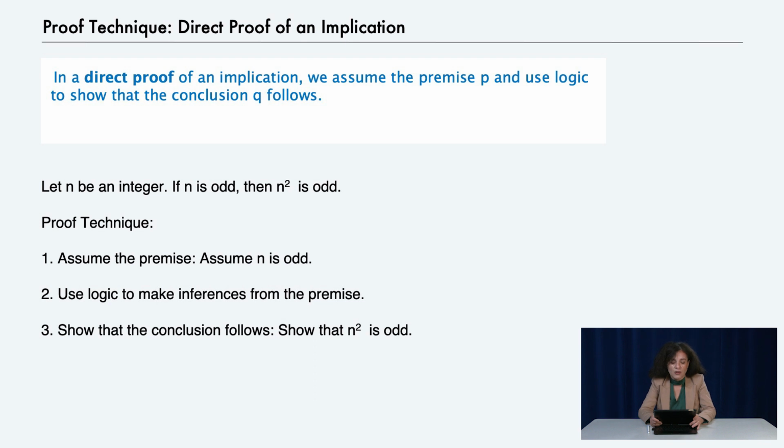Let's consider one direction of that if and only if statement. Let n be an integer. If n is odd, then n squared is odd. In this proof technique, we assume the premise, that is, we assume that n is odd. We'll use logic to make inferences from that premise, and then we'll show the conclusion follows. And the conclusion is we will show that n squared is odd.